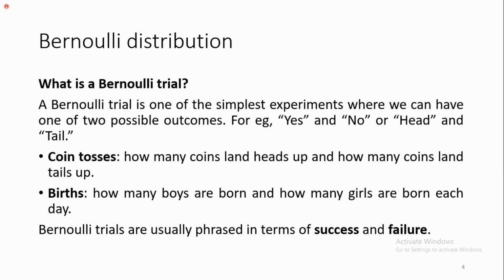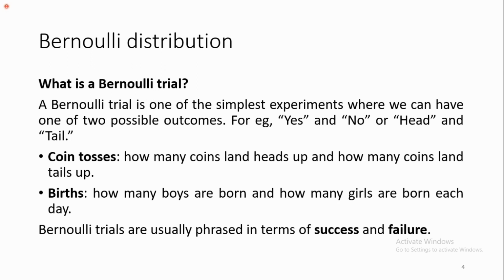If you take births, here I have given that example. How can we map that situation into a Bernoulli distribution? How many boys are born and how many girls are born each day? If you take a birth, that baby can be either a girl or a boy, right? So it is a Bernoulli trial.